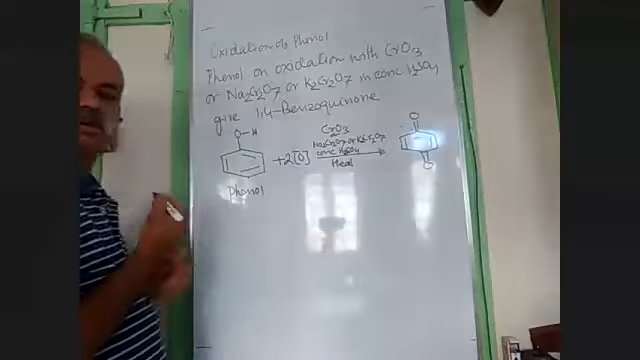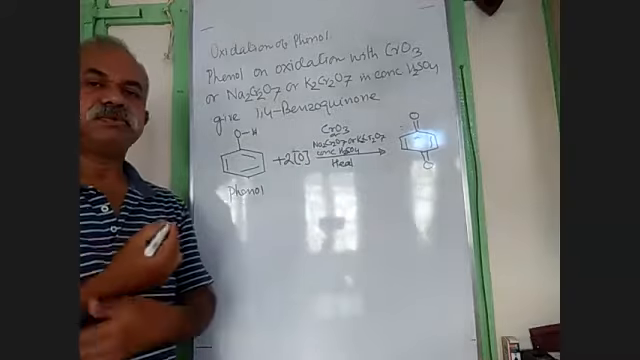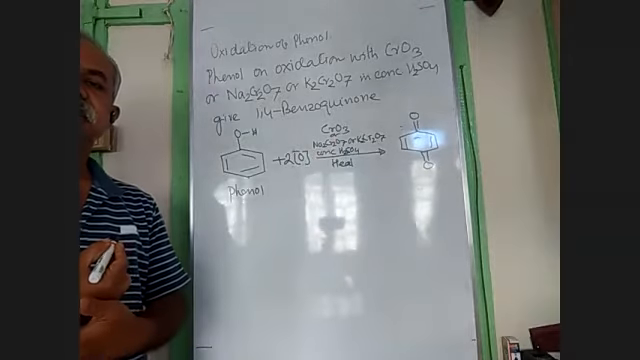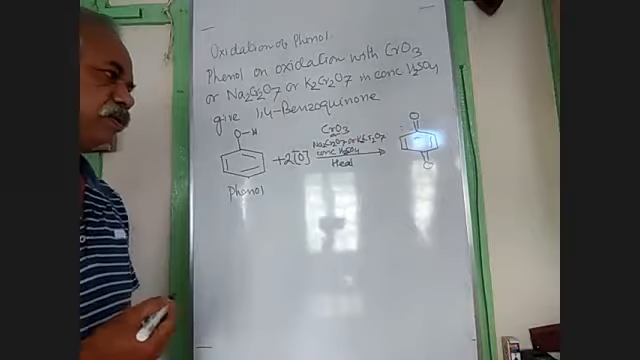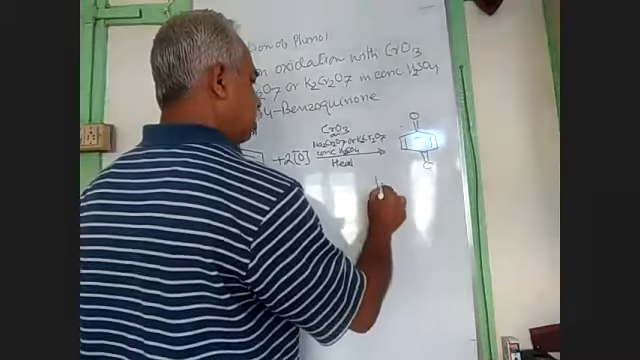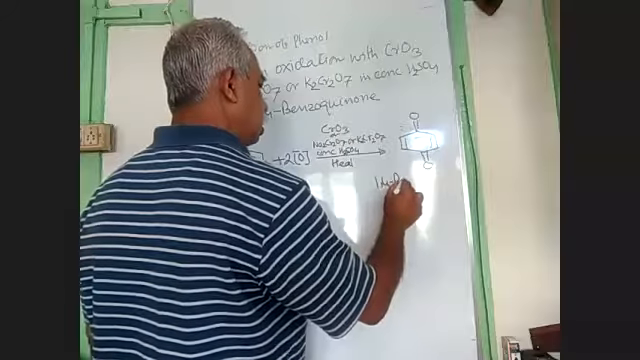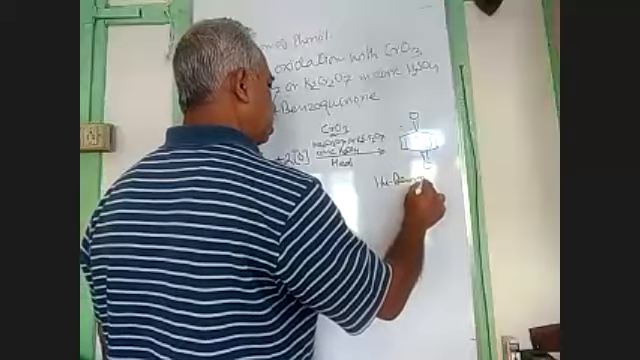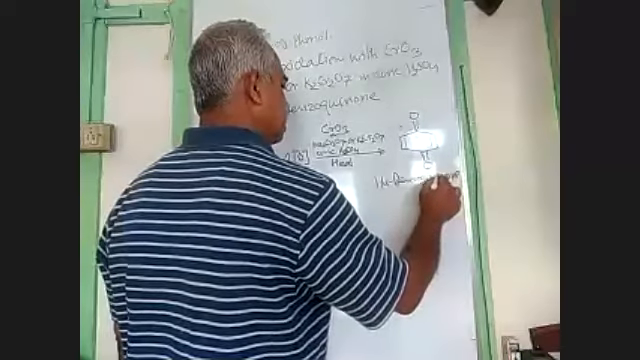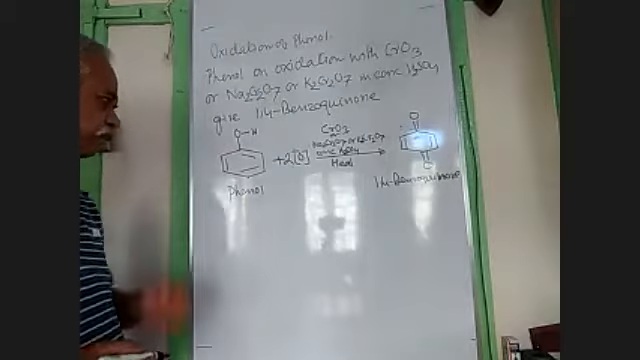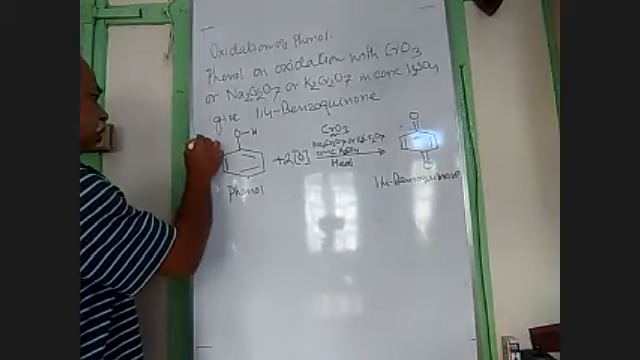This one you have seen: if you keep phenol outside, exposed to sunlight and air, the same thing forms. Okay? This is called 1,4-benzoquinone. It is a colored substance. 1,4-benzoquinone. Okay?